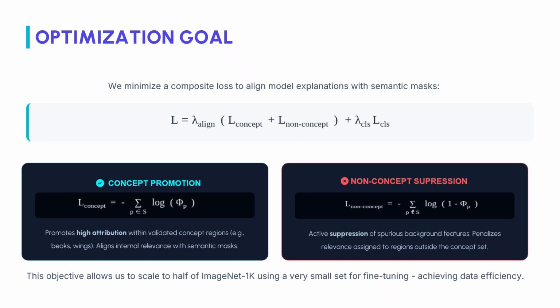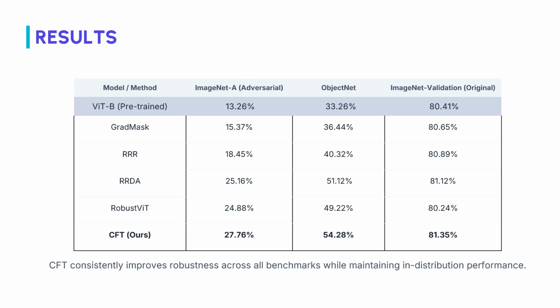The classification consistency loss then acts as a stabilizer, ensuring the model retains its predictive accuracy throughout the fine-tuning, preventing the explanation objective from collapsing the classifier. This objective aims to help the model learn meaningful fine-grained features and focus on them.